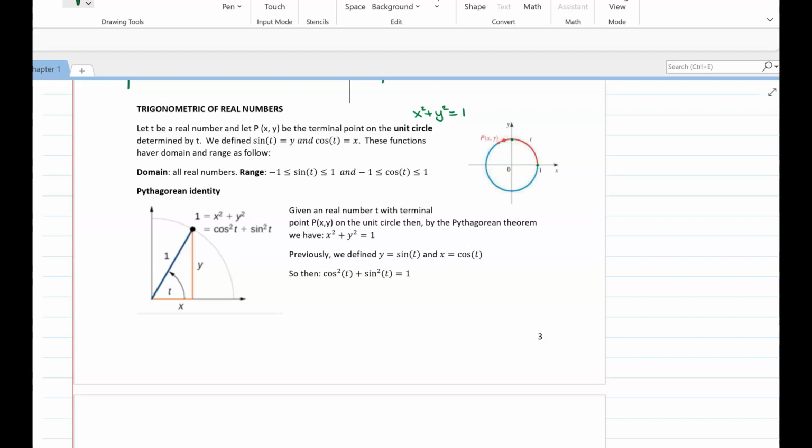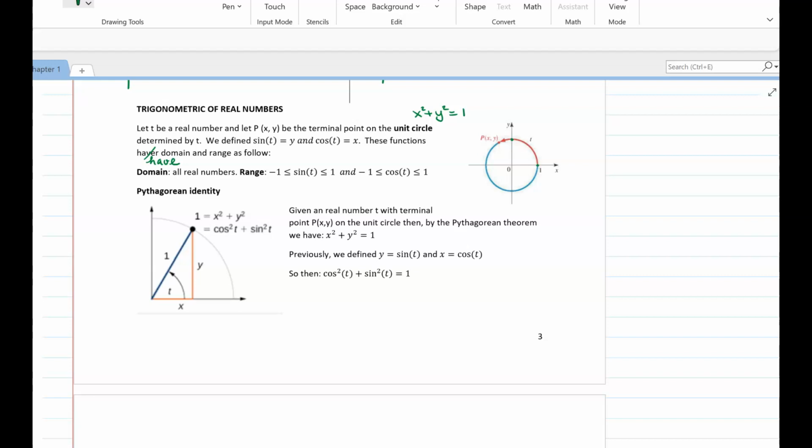So these functions have the domain and range as follows. Since t is a real number, the domain can be any real number. The range, well, since it is on the unit circle, the maximum value is 1 and the minimum value is negative 1.